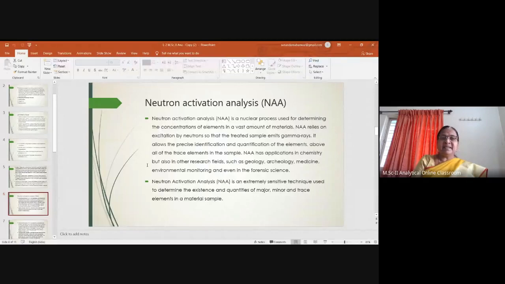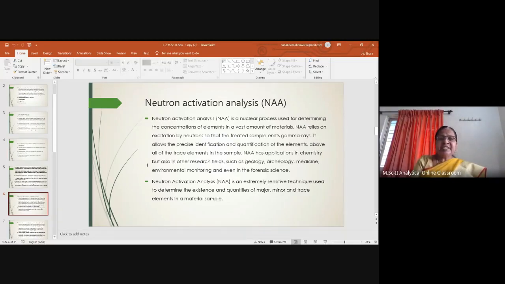What rays does this unstable sample emit? Gamma rays. It allows the precise identification and quantification of the elements, above all of the trace elements in the sample.